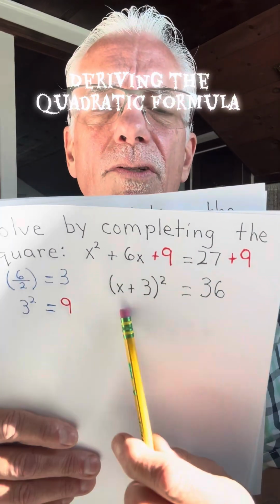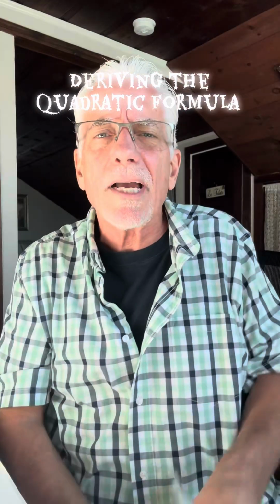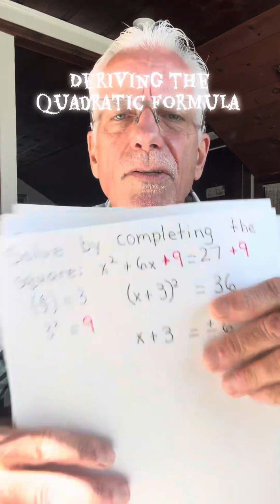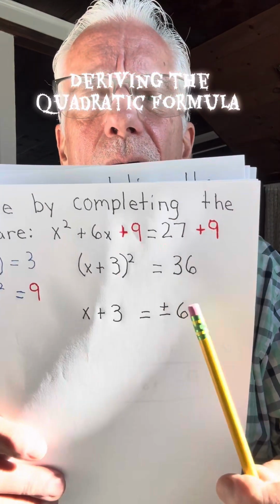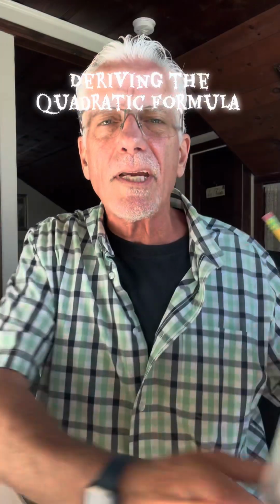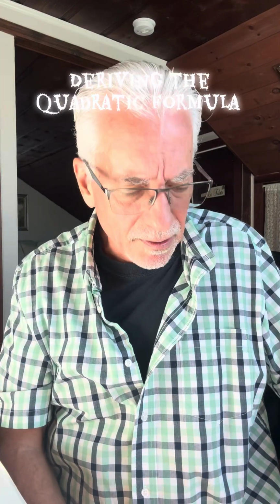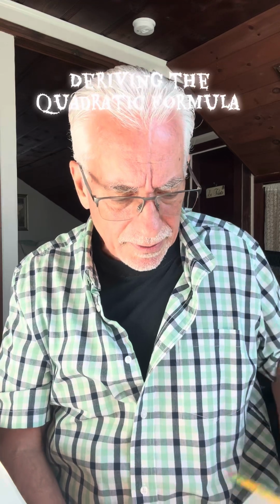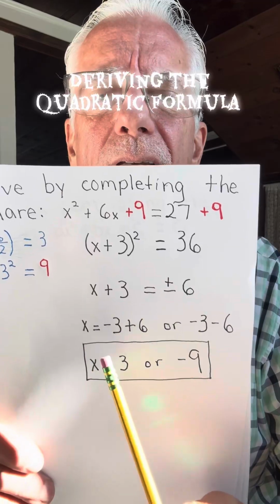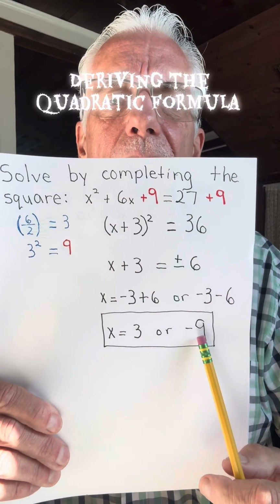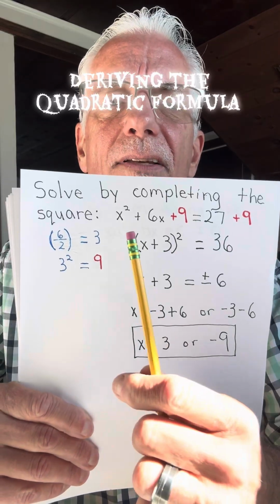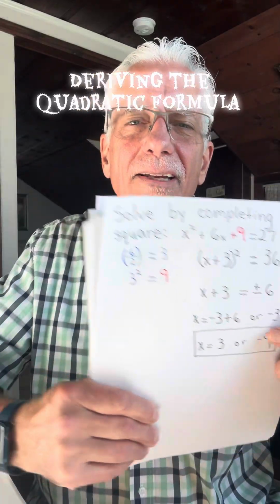So here, now we're going to square root both sides. Don't forget your plus or minus over there. So I square root both sides, and I get x plus 3 equals plus or minus the square root of 36, which is just 6. Now I'm going to subtract 3, so it's going to be minus 3 plus 6, and then minus 3 minus 6. Minus 3 plus 6 is 3. Minus 3 minus 6 is minus 9. So those are our two answers that solve that equation.